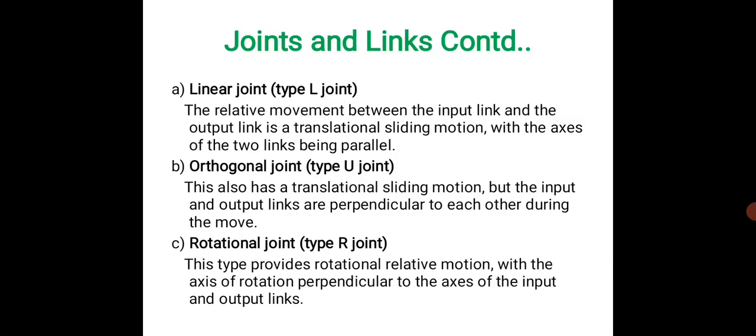Similarly, once I go for the orthogonal joint, you call it a type U joint. This will have a sliding motion, but the input and output links will be perpendicular to each other when they are moving. And the third one is the type R joint, which is a rotational joint. This also has a rotational relative motion, where the axis of rotation is perpendicular to the axis of the input and output links.